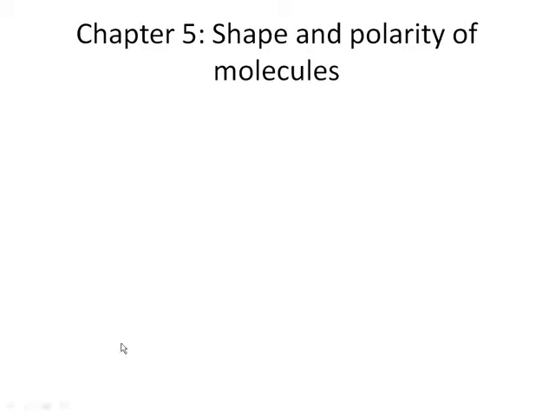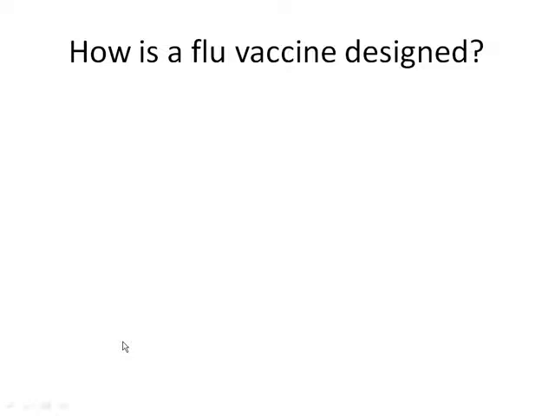Okay, so here we are in Chapter 5, and we're going to be discussing how you figure out what the shape and polarity of a molecule is. And the first application of this that's pretty relevant for most of us is how do people go about designing flu vaccines? And specifically, how do we anticipate what sort of vaccine we'll need for a coming flu season?